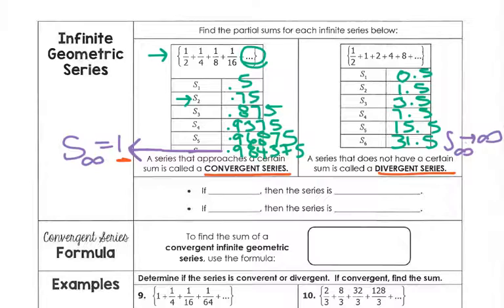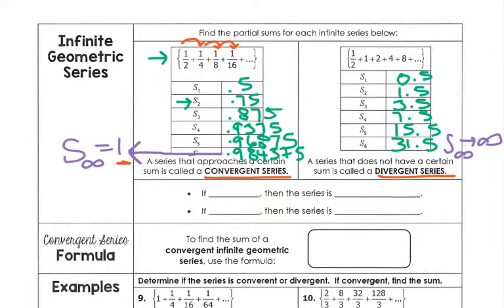So what was different about these two series? Well, the one on the left, we said the terms kept getting smaller, right? So each time we're adding less and less. The way you make your terms become smaller is by having an R value that's less than 1. So you're multiplying by something like 1/2 or 1/3 or 1/4.